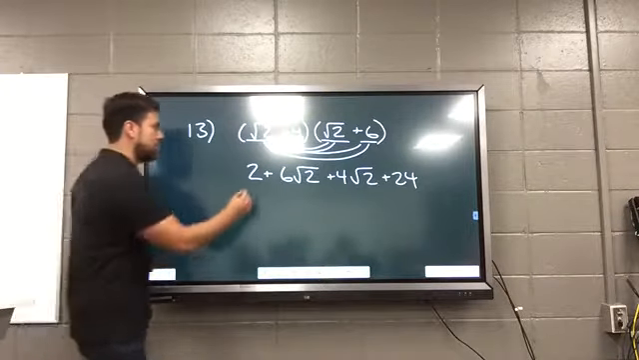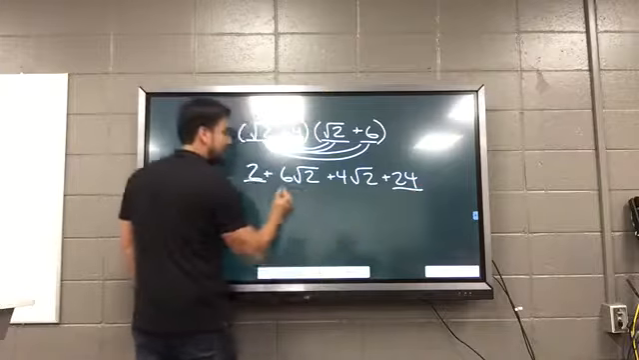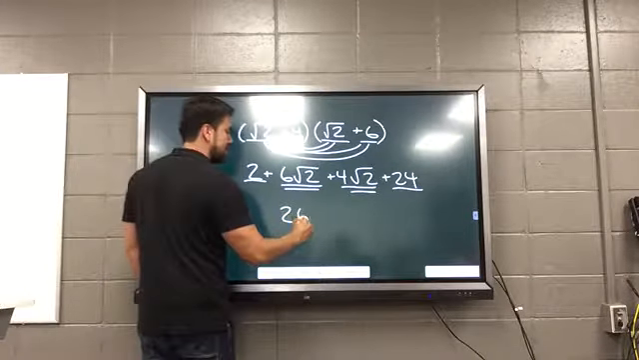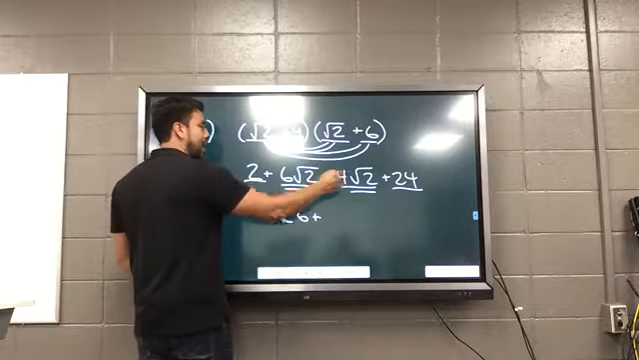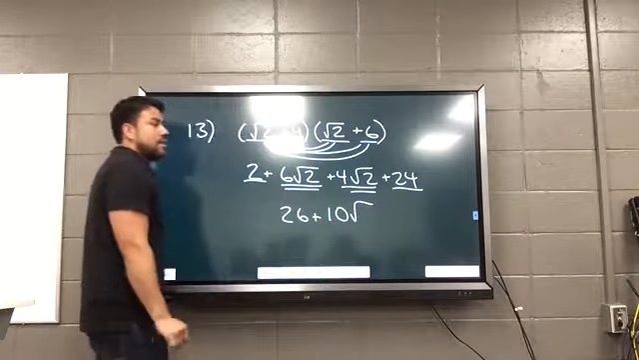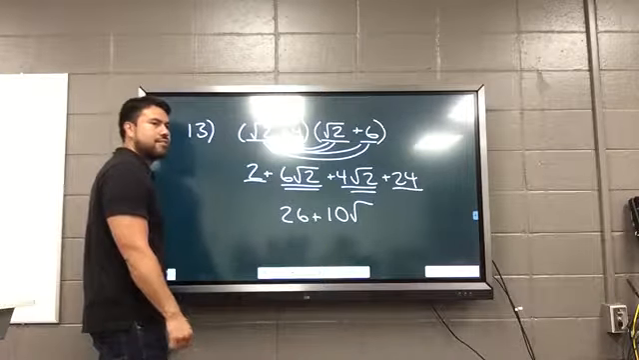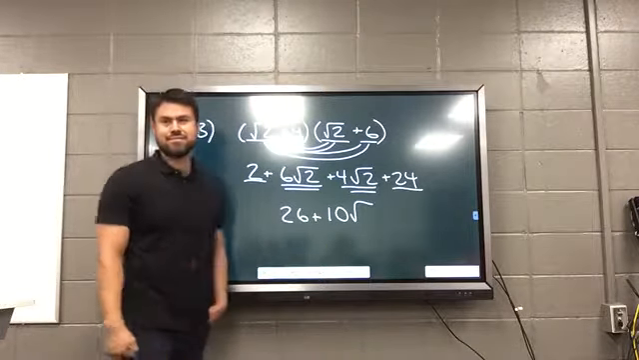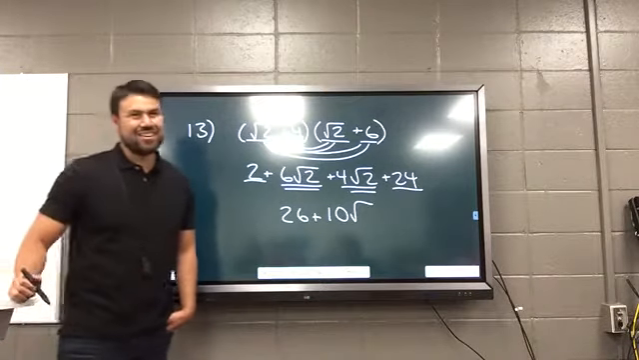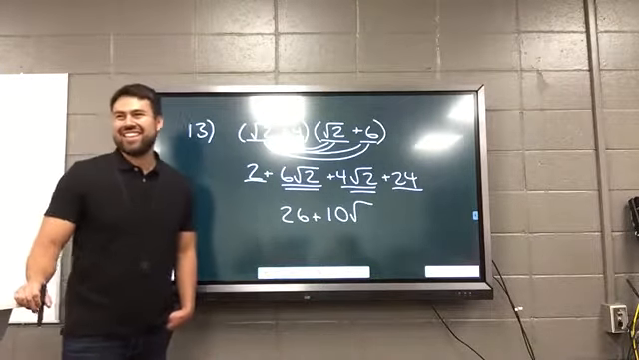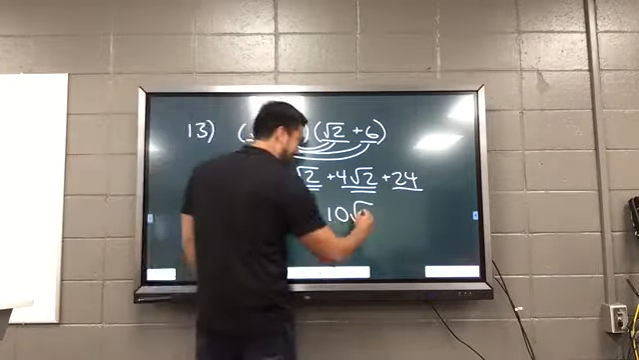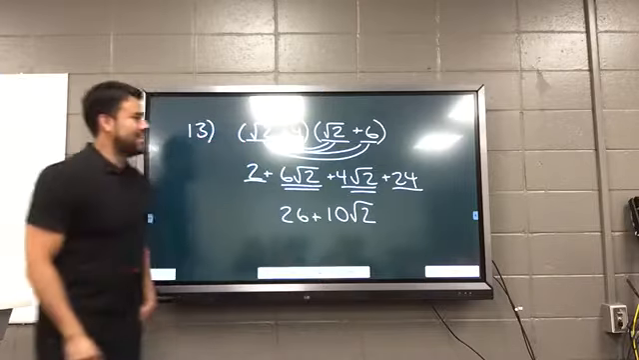You got your 4 terms, and you notice you have what kind of terms? Like terms. So you can combine like terms together, and here you're going to get 26 plus, what happens when I add these two together? 10 times the square root of 2. Good job, Kyra.